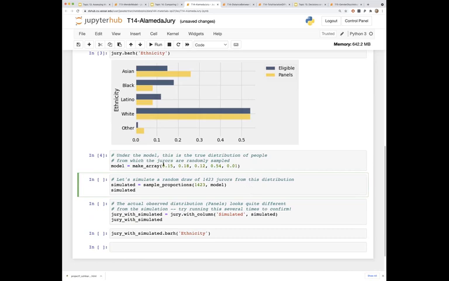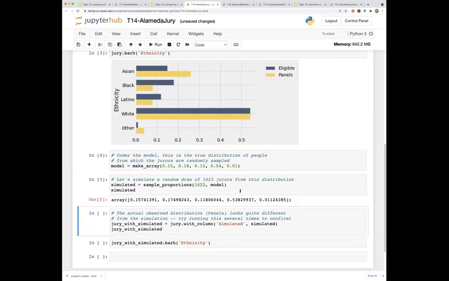This is the population distribution. If we run across 1,423, and the reason we're picking 1,423 is because that's the actual number of members of the jury panel, this will give us one simulated result, and that's going to give us the breakdown. Every time we run it, we're going to get slightly different results.